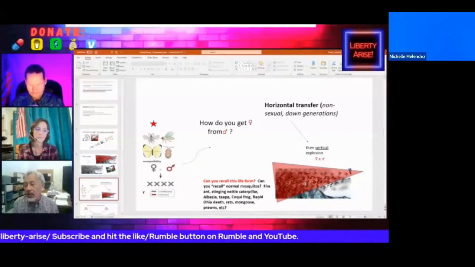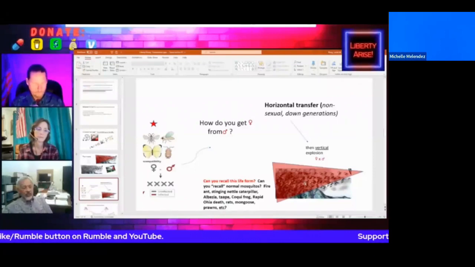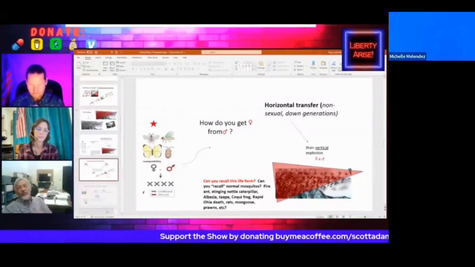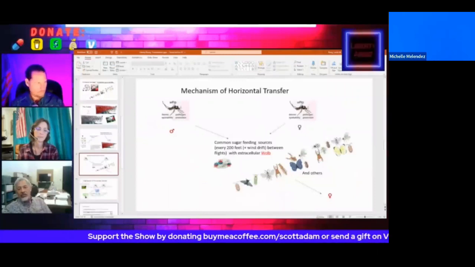Can you recall a microscopic life form that's even harder than a life form? Remember that. I'm going to show you something I think you can recall, but that's later. Show me the mechanisms of horizontal gene transfer.